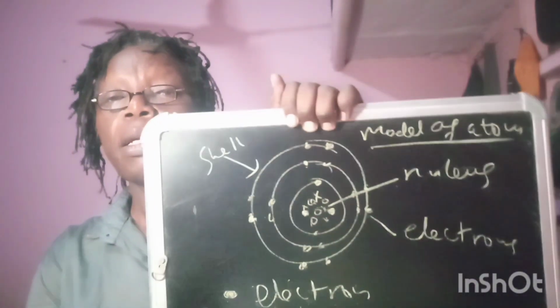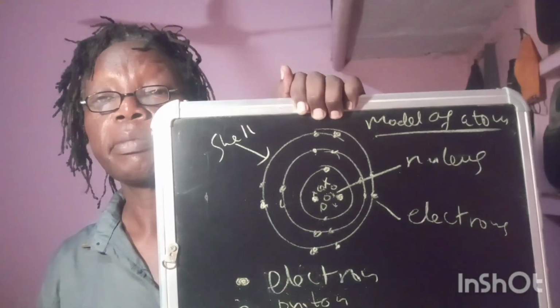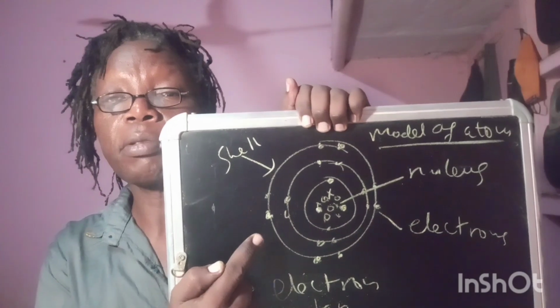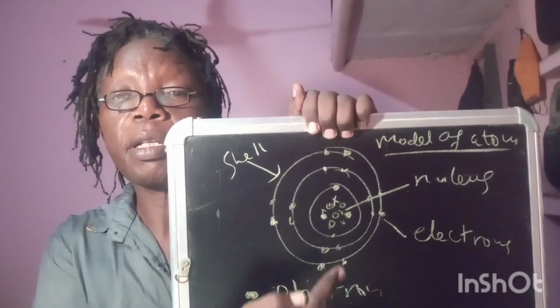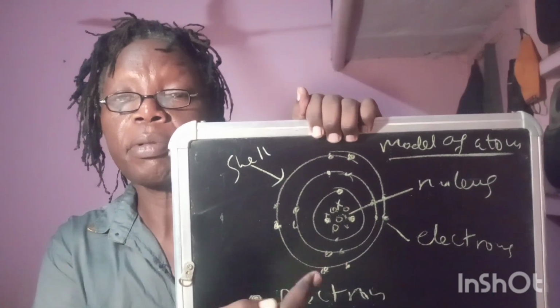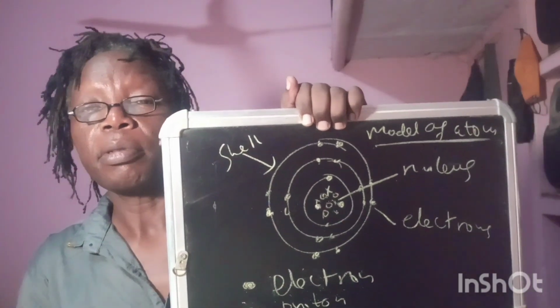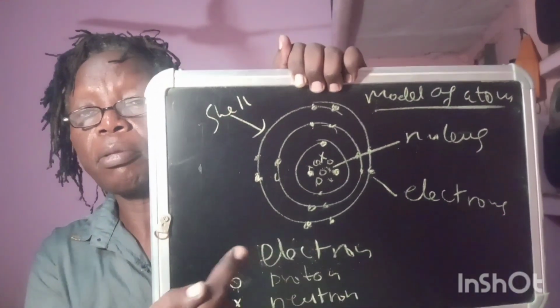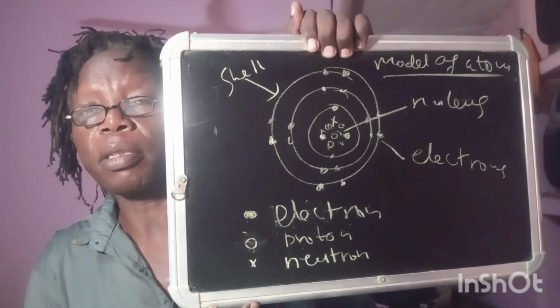Today we are going to talk a bit about an atom. So, if you ever attended a science class, you must know what an atom is. It looks like this. We have a shell, we have electrons, we have the nucleus, and protons and neutrons. Okay, it looks like that. I know you must be familiar if you are a science student.